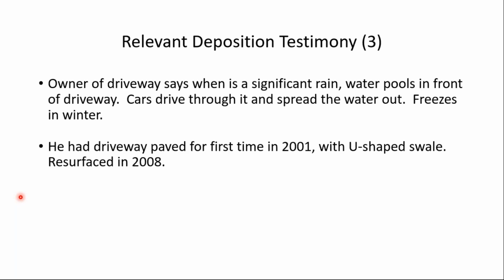The owner of the driveway says that whenever there's a significant rain, water pools out in front of the driveway, similar to what you saw. And then cars drive through that and they track the water and it spreads out. I think all of us in northern parts of the country anyway have seen that, and then it freezes and you have sort of a black ice condition. He had the driveway first paved in 2001, and he claimed there was a U-shaped swale to allow drainage across the driveway, and then it was resurfaced in 2008.